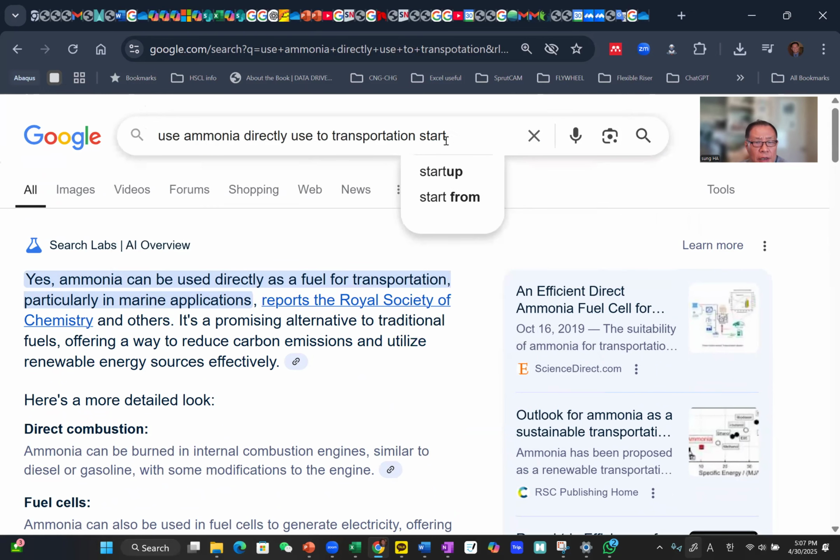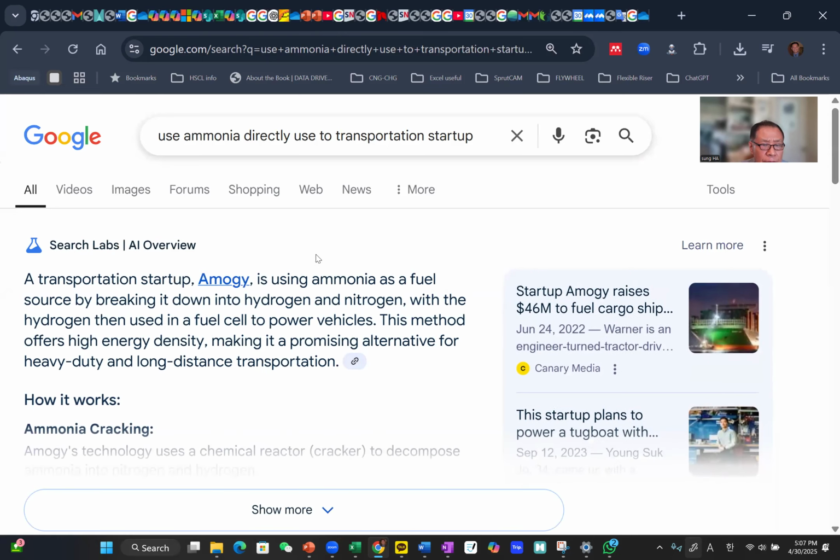There is a startup company, a transportation startup company, Amogy, using ammonia as a fuel source. Can you imagine that we are using ammonia as a fuel source? Ammonia, again, is very safe, and we can carry it at room temperature. This is not the liquid type, so we don't have to keep it cool. We don't have to press it to high pressure, just ammonia itself. And then inside it is broken down into hydrogen and nitrogen.